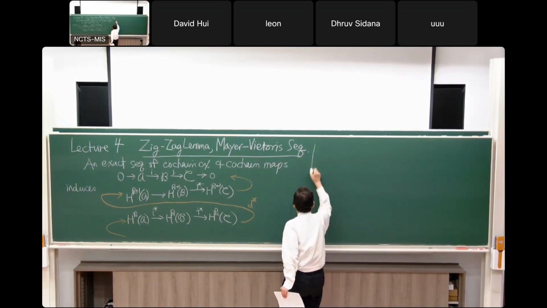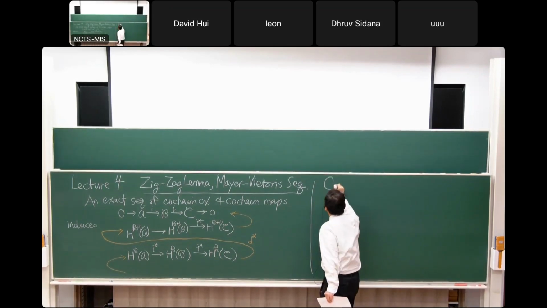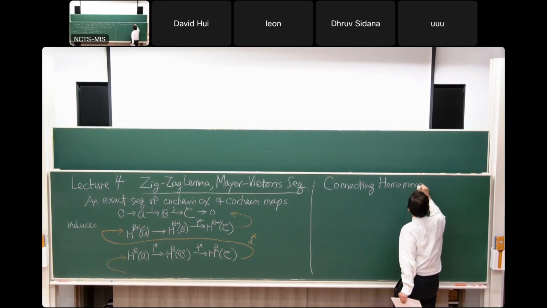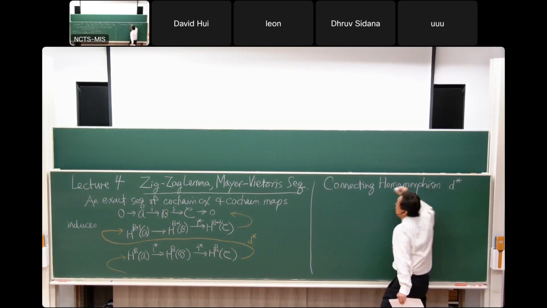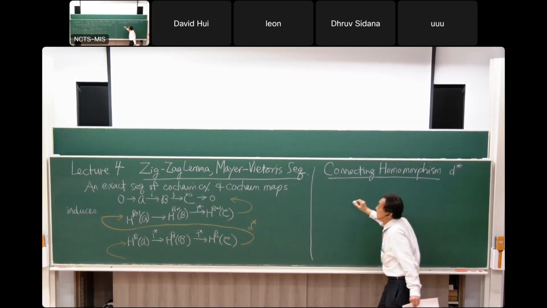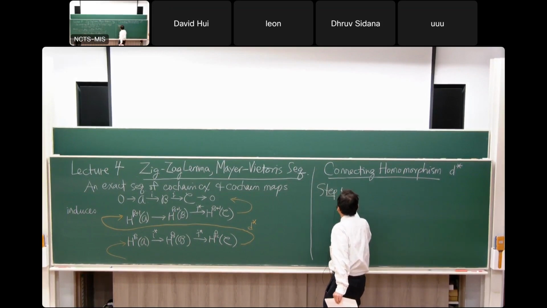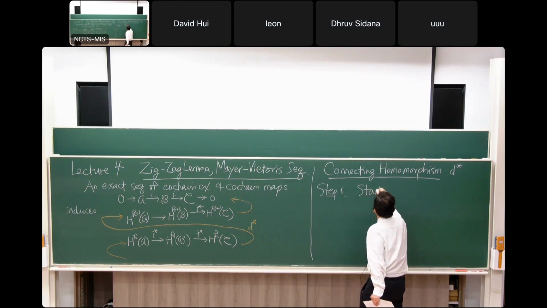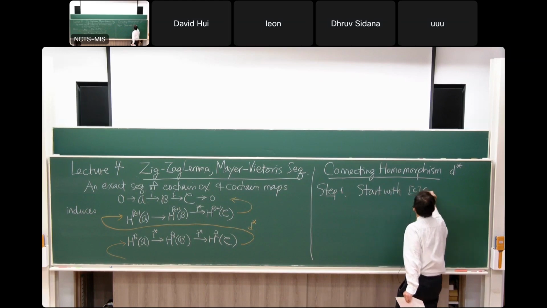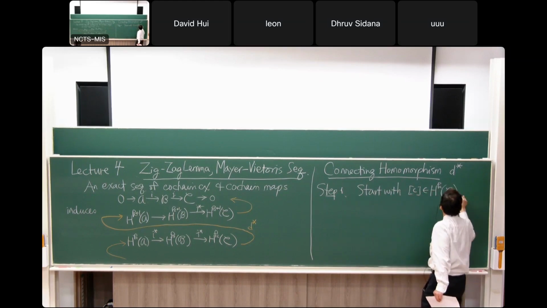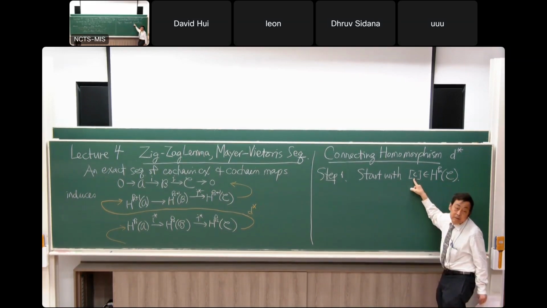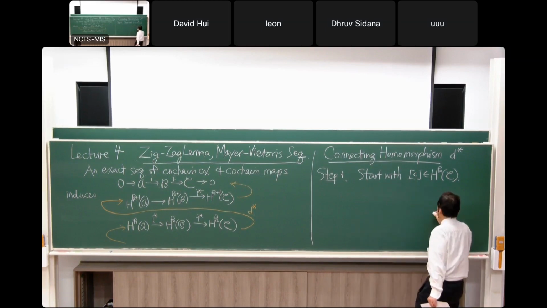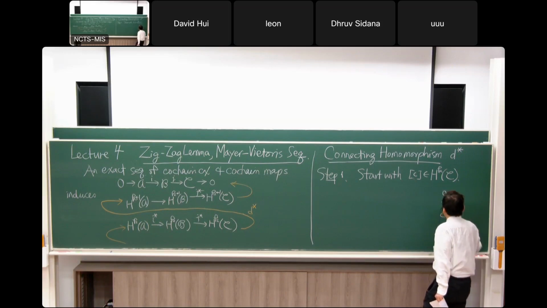So the first thing to do is to construct this connecting homomorphism, d star. Now there are several steps. We start with a cohomology class in H^k of C. Since this c defines a cohomology class, that means c is closed. So dc is 0, that is, d takes c to 0.